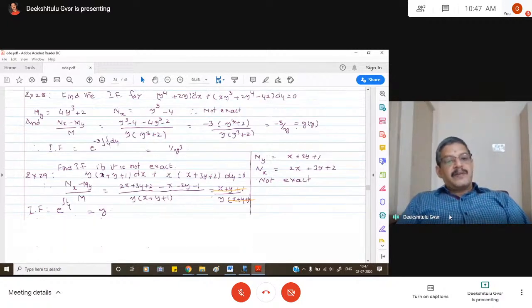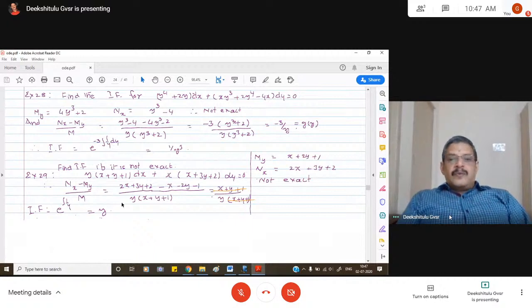Find the integrating factor if the equation y(x + y + 1) dx + x(x + 3y + 2) dy is not exact. So M_y is x + 2y + 1. If you want, you can check it, but it's already given in the problem. If the equation is not exact, you need not check it. But anyhow, just for your sake, I am writing how to check the exactness of a differential equation.